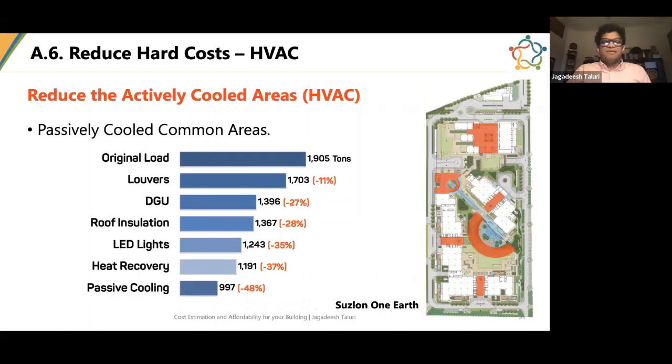The developer was adamant that he doesn't want us to get into a radiant cooling system or a central air conditioning system. We basically had to rely on a VRV system. It's a water cooled VRV system.